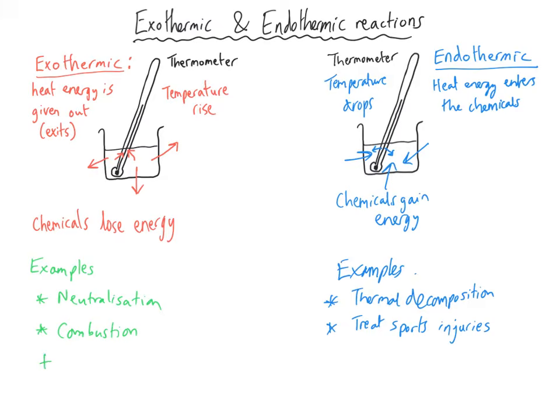And in fact, that reminds me of an extra example of an exothermic reaction, which is hand warmers that, again, you crack slightly and chemicals start to mix together and release heat energy. So overall, we have got exothermic, where heat energy exits, and we've got endothermic, where heat energy enters the chemicals. Some people remember it slightly unscientifically as endothermic because heat energy is going in.